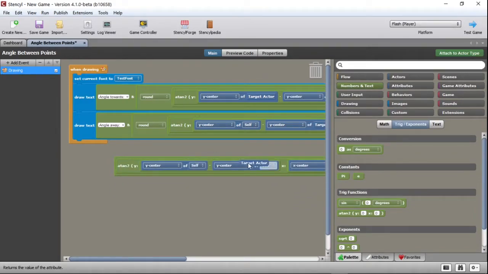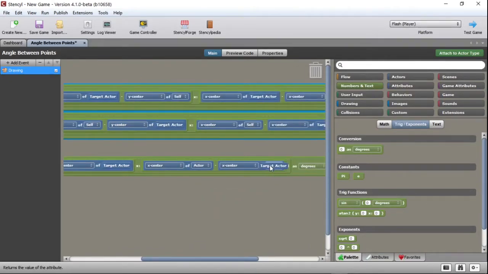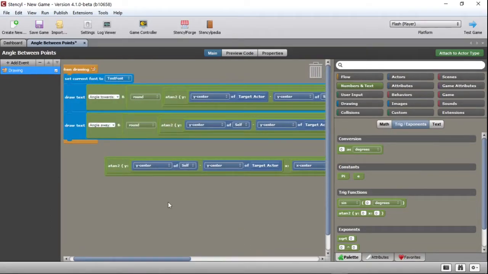If you want the angle away from a target, just change the order in the subtraction. Note that in this block, the Y point comes first. And here I'm rounding the results for display purposes.